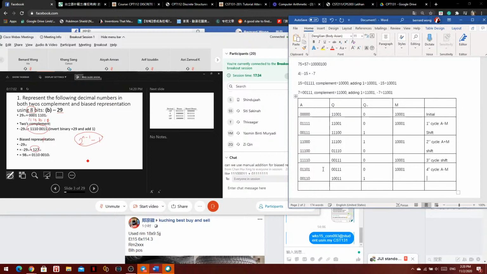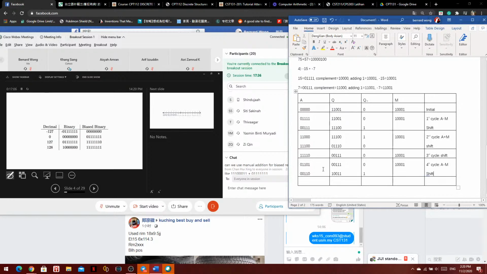Next, I just want to show you what is represented by the bias binary. Normally in this case, for example, 127, if I want to represent negative 127, I use all 0s to represent it. And if I want to represent 128, I use all 1s. So you can see that negative 127 plus 127, this is the bias, will equal 0. So this is a bias representation. That's the idea of the bias.